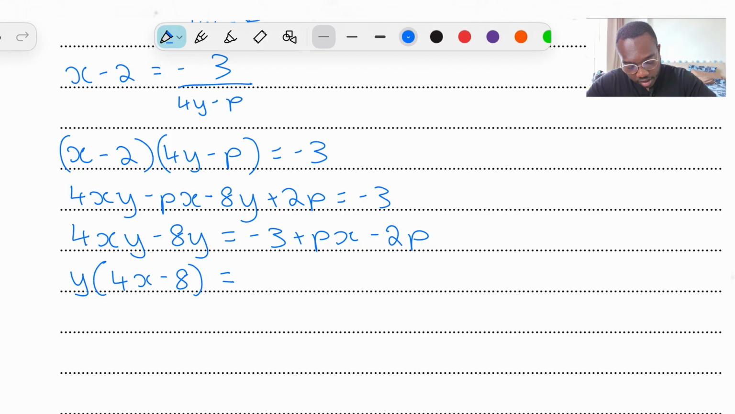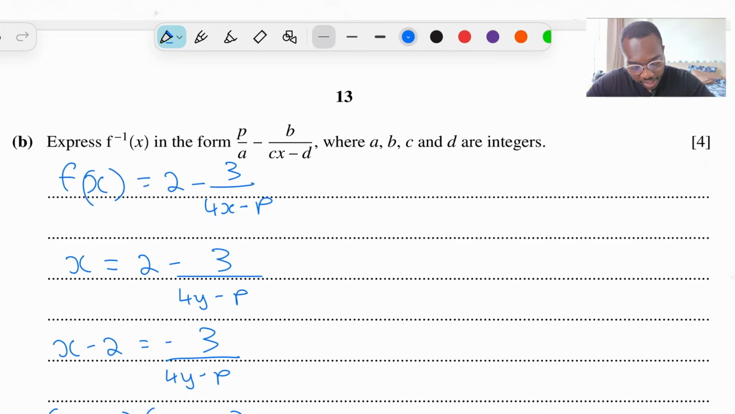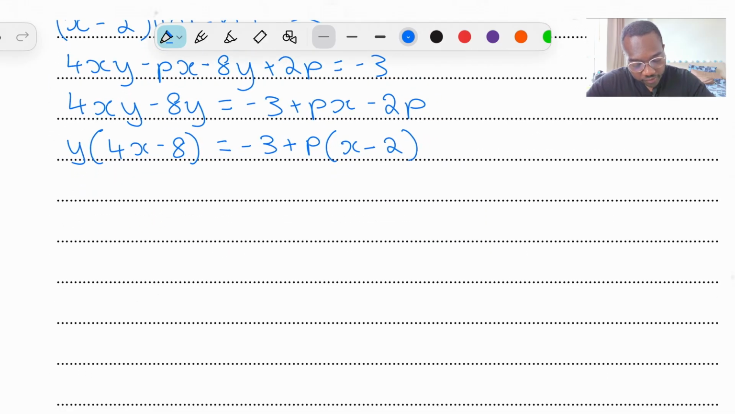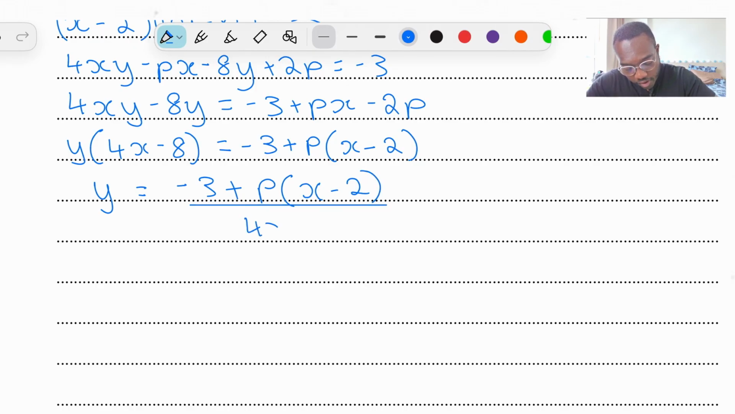And on the right side, I'm going to do a similar thing, but just with p, okay? Just because in our question, as you can see, we have a p over 4. So I'm going to factorize out the p as well, just px minus 2p. So we get p, and then we get (x minus 2), okay? And now we can divide both sides by the 4x minus 8. So now we get y by itself, and that is equal to minus 3. And actually, let me do it as one single fraction first. So minus 3 plus p(x minus 2), and that is over 4x minus 8.